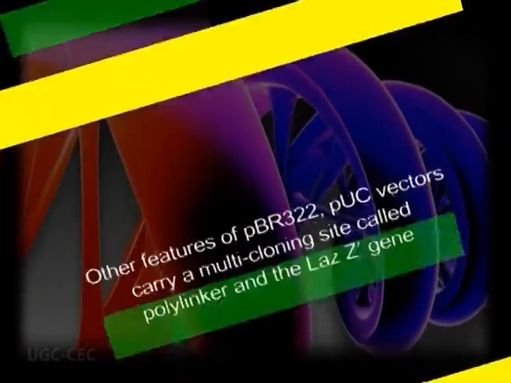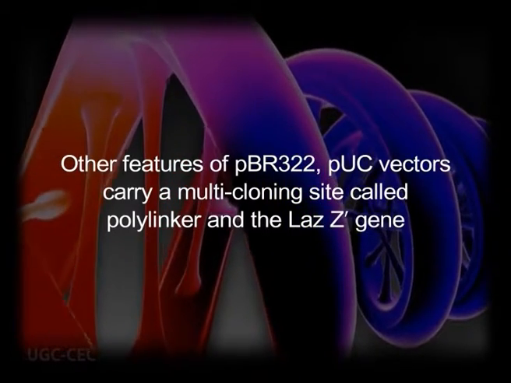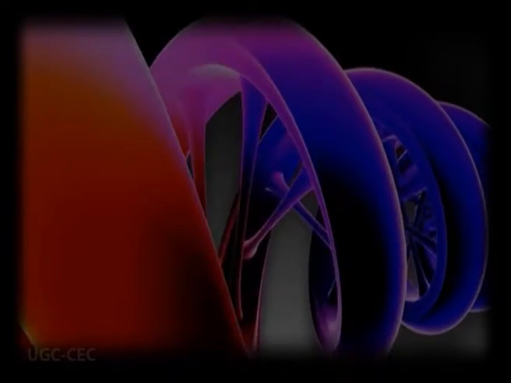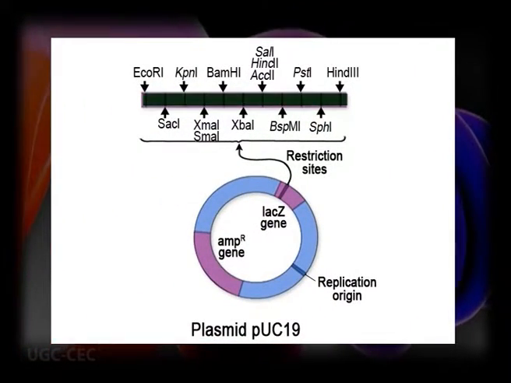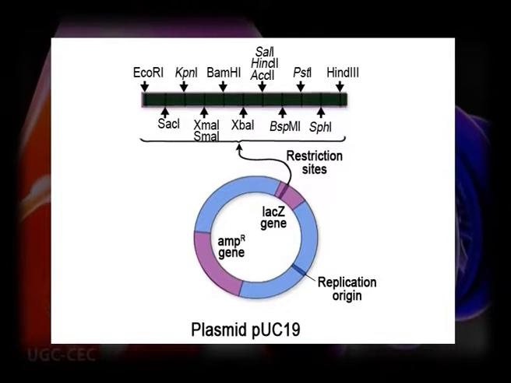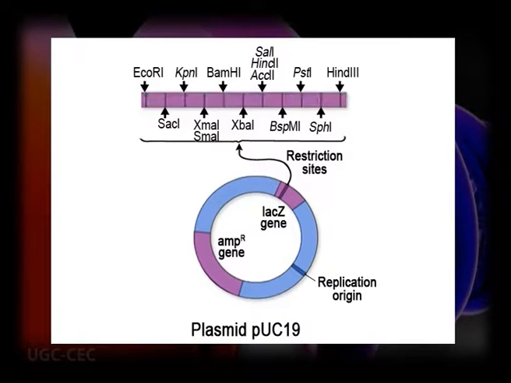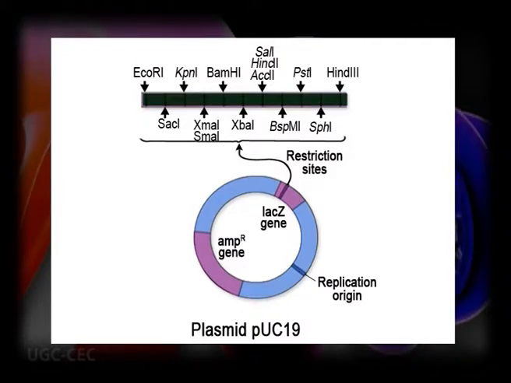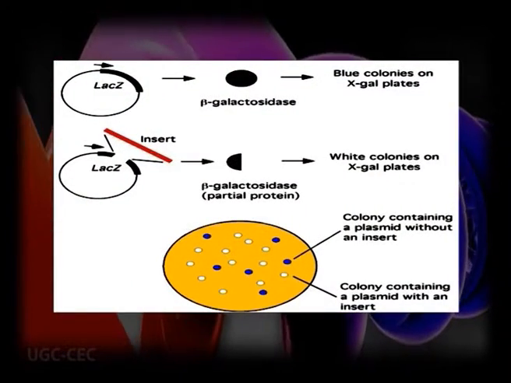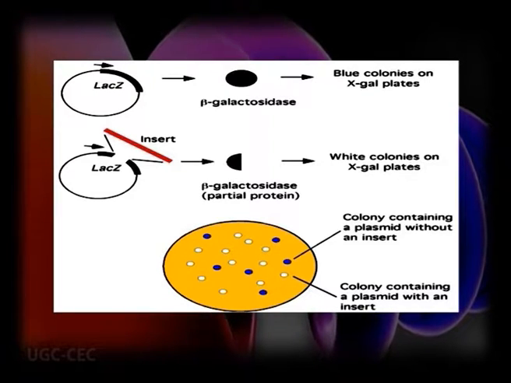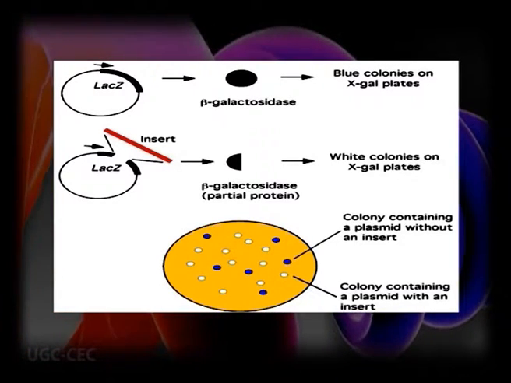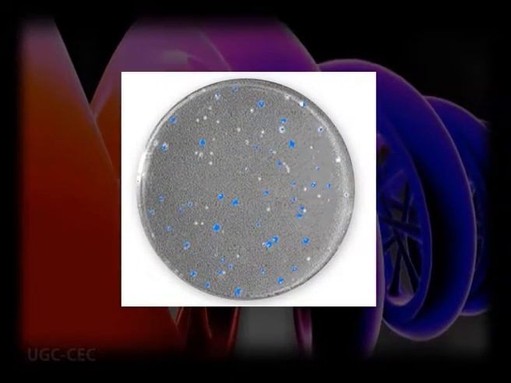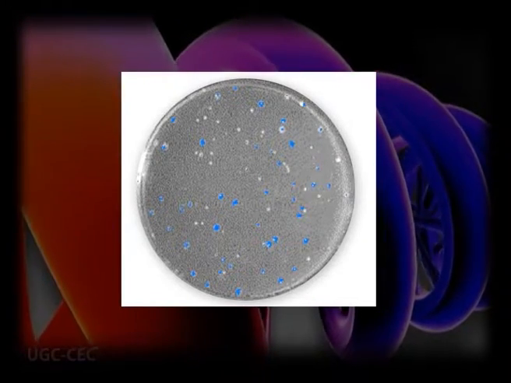Besides other features of pBR322, pUC vectors carry a multi-cloning site called a polylinker and the lacZ gene. A polylinker contains several restriction sites so that the gene of interest can be fitted within any restriction site. The lacZ gene helps in selection of recombinant cells against non-recombinant cells. The polylinker is actually present within the lacZ gene of the pUC vector, so that insertion of a foreign gene will inactivate the lacZ gene. The recombinant bacteria will therefore produce white colonies against blue colonies in the case of non-recombinants.